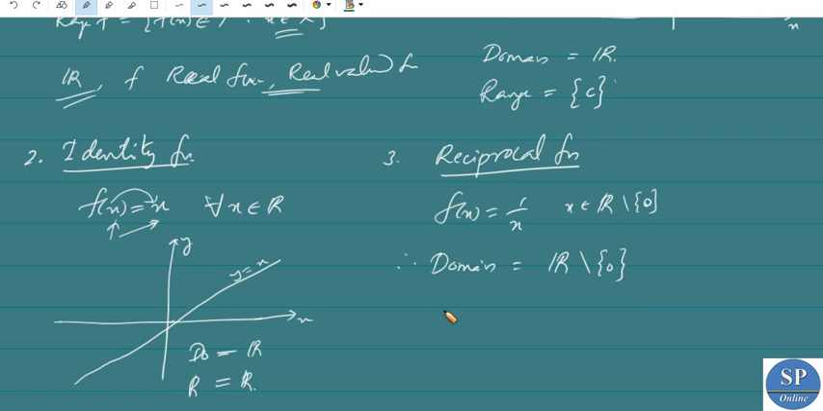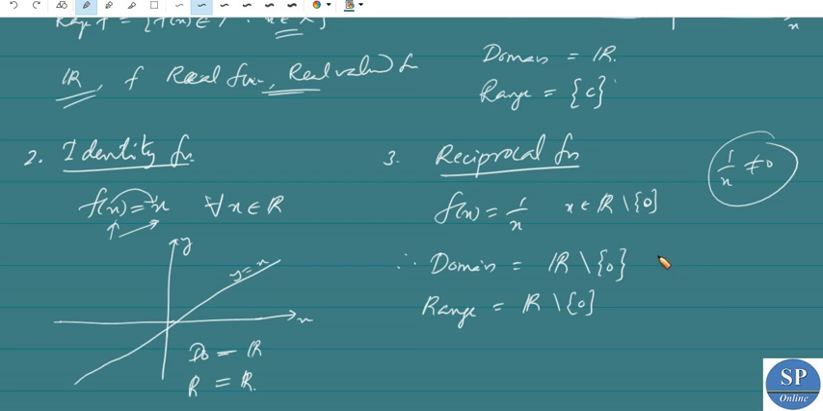Okay, now what about the range? The range is also the set of all real numbers R minus 0, because this function will not assume the value 0, because 1 by x should not be equal to 0 for any x. Okay, so it will not assume the value 0, so the range is also R minus 0.